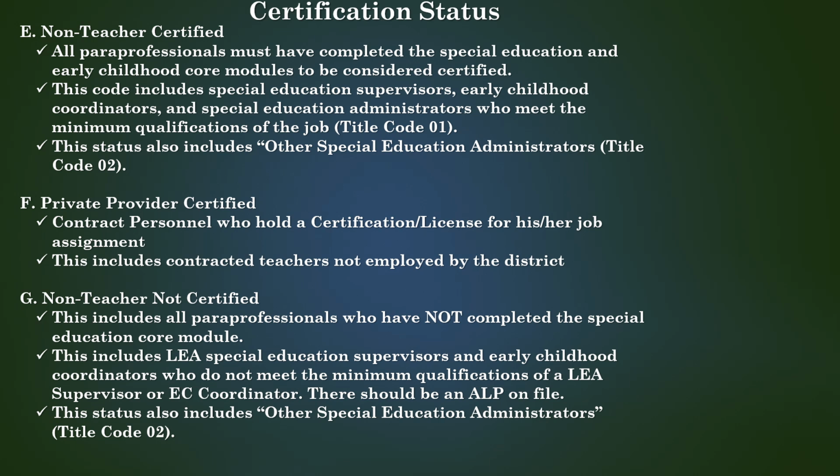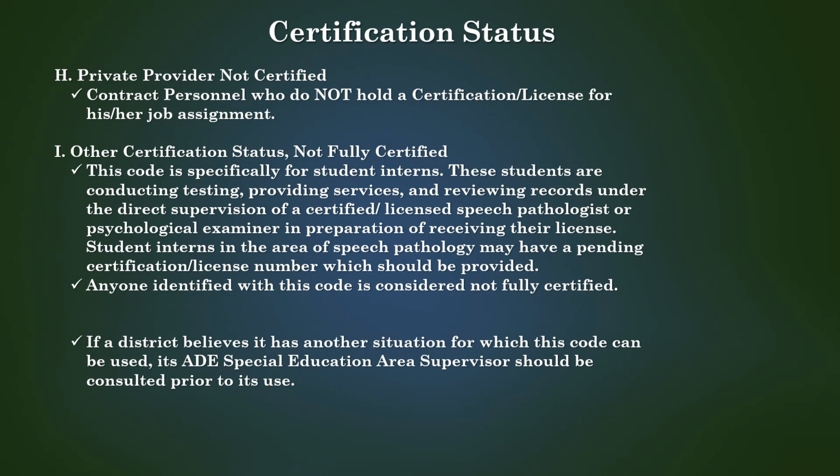F includes all contract personnel who are licensed, including SLPs, OTs, PTs, and even special ed teachers, all of whom are not employed by the district. G is all of these in E who are not certified or who do not have a license. H would be any of the aides, assistants of contract staff, or anyone not employed by the district who do not hold a license or certification.